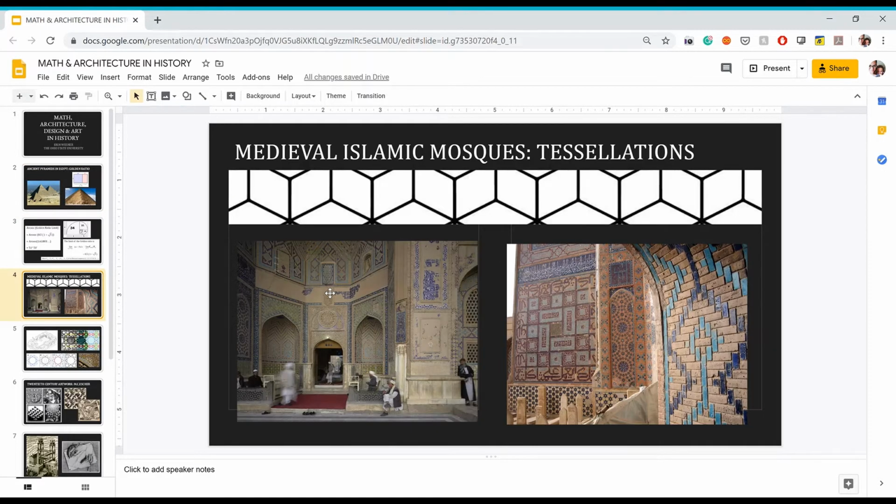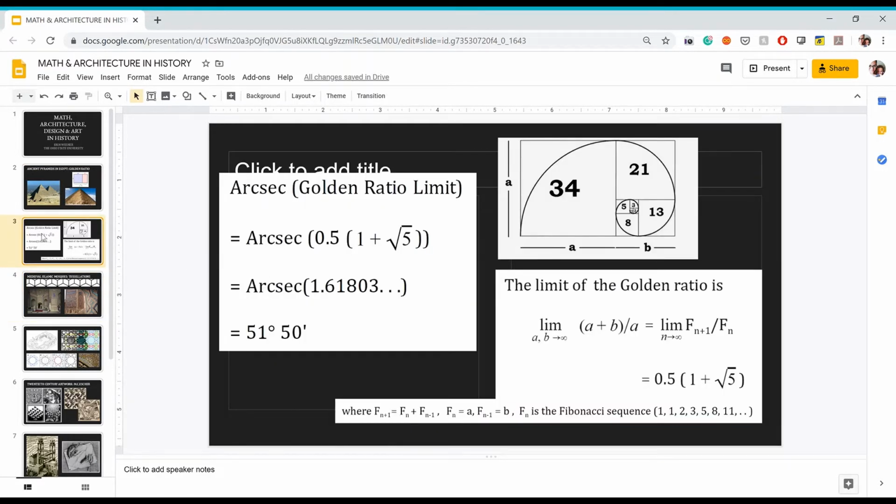The limit of the golden ratio: if you take, as a and b go to infinity, (a plus b) divided by a, that's actually the same as taking the limit of the Fibonacci sequence divided by the previous term. And when you take the limit, you get (1 plus the square root of 5) divided by 2.